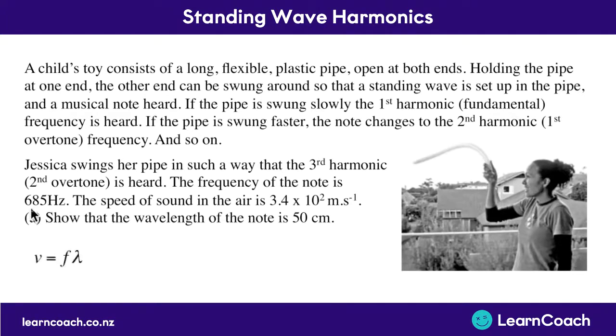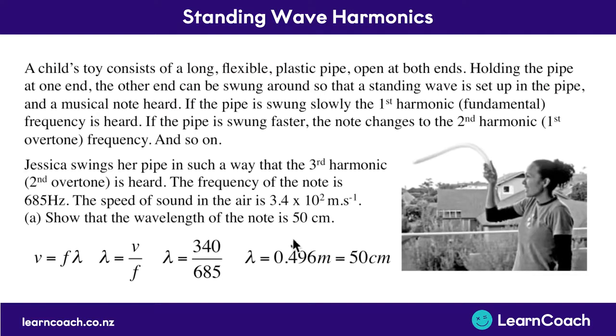So this is an example of when you use our basic formula v = fλ. We're trying to find the wavelength, so we need to rearrange for wavelength by dividing both sides by the frequency. Then we substitute in what we know for v, it's 340 or 3.4 times 10 to the 2, and what we know for f, which is the 685 Hertz. Finally, that gives us an answer of 0.496 meters or 50 centimeters.